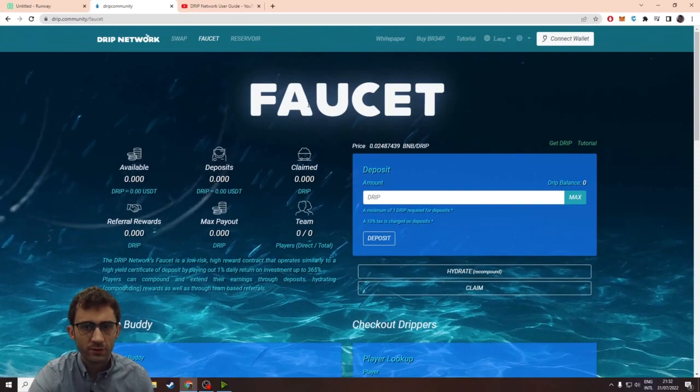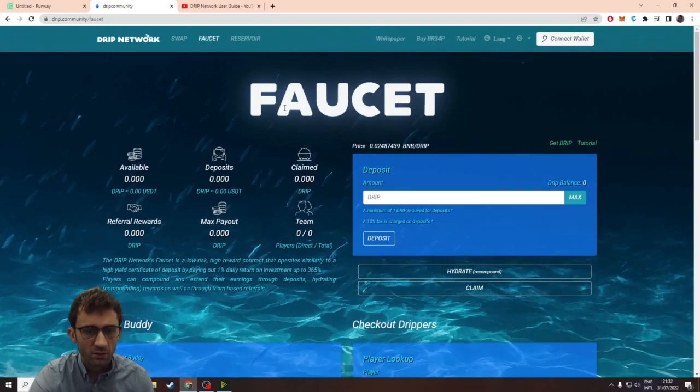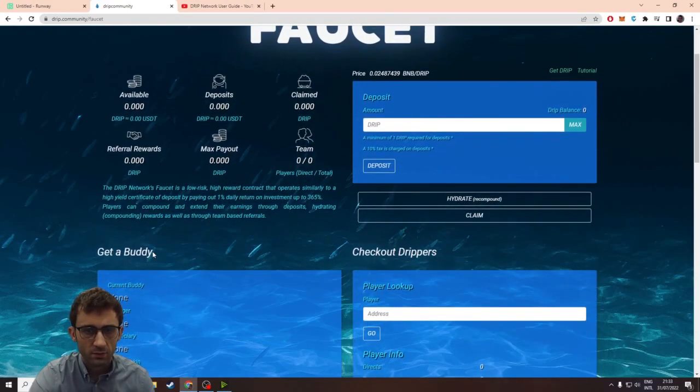So here is their vault, where it's like staking but with a fixed APY. You get 1% every day, for up to 365% per year, right? Okay, so 365% APY. Players can compound and extend their earnings through deposits, hydrating, and compounding rewards, as well as team-based referrals.